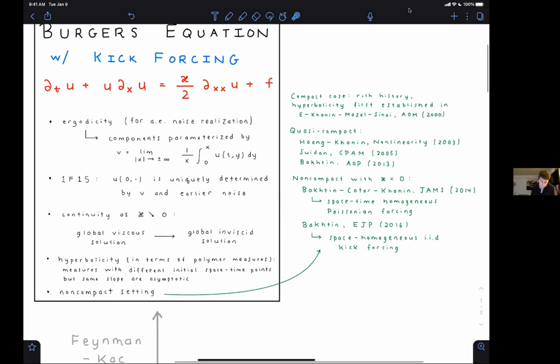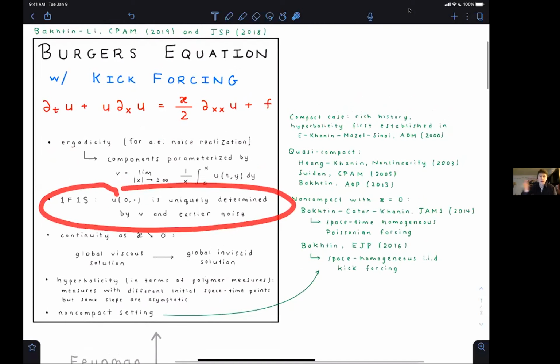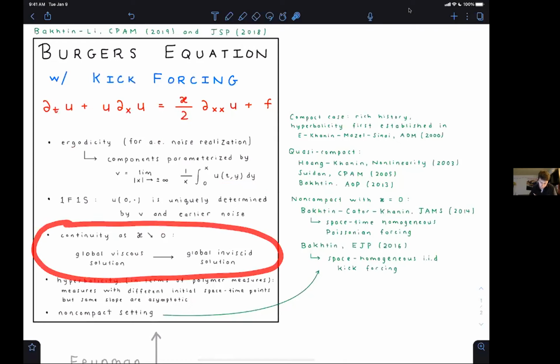You have a one force, one solution principle, right? This is right here. If you send an initial condition back to minus infinity, then the initial condition won't matter, just the realization of the noise and the ergodic component that you belong to. That is what will determine the solution at, say, a fixed time that you didn't send back to minus infinity, say time 0.